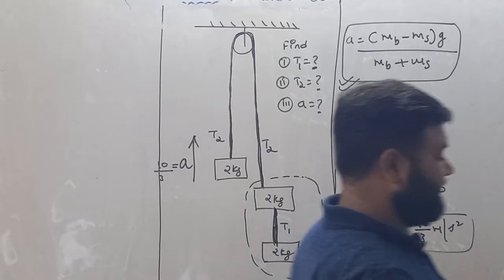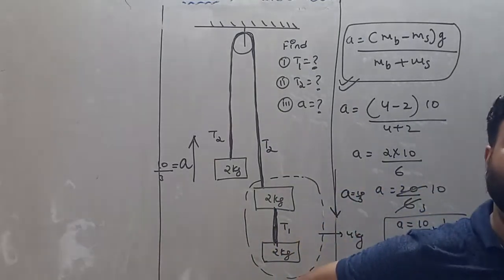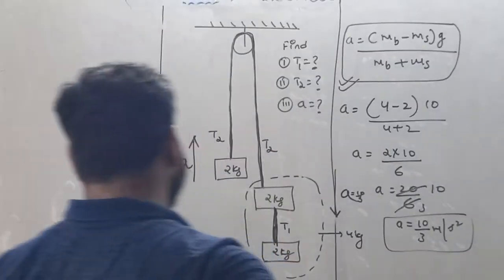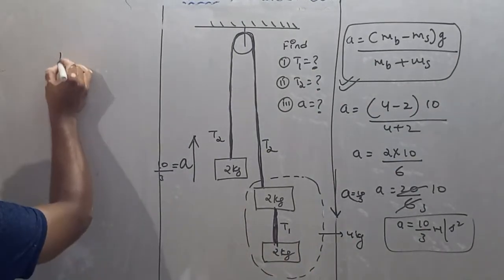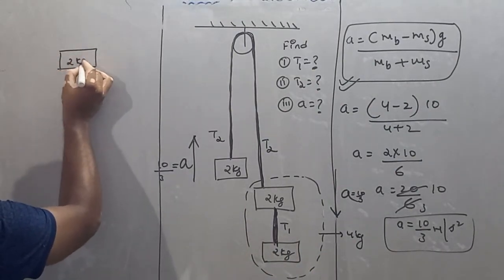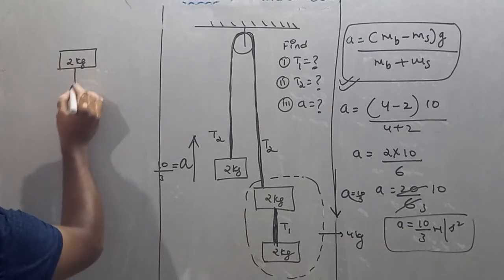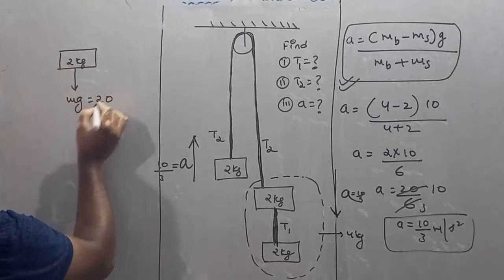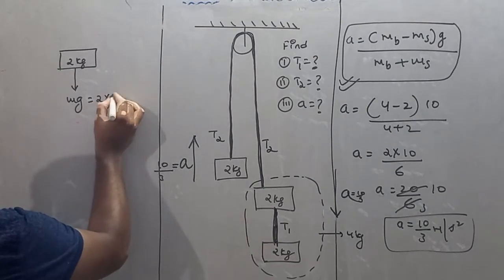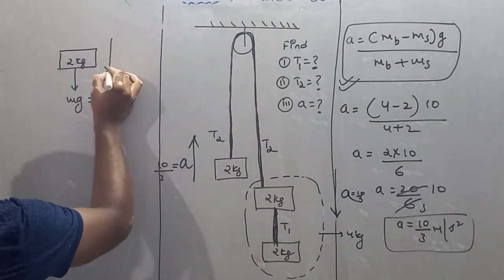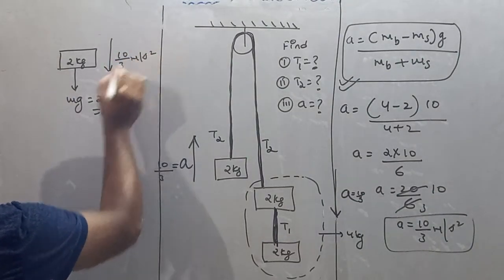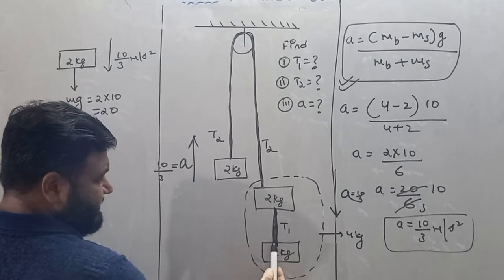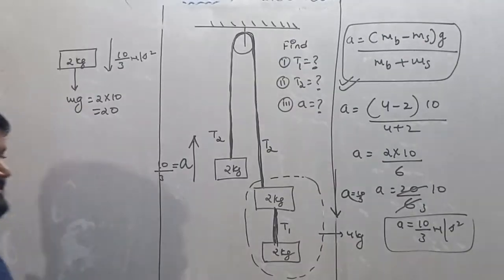Now see, my dear student, if you wish to find the value of tension, then you have to go with a free body diagram. So let's make the free body diagram of this 2 kg block. So this is your 2 kg block and its mass is 2 kg, so its weight must be mg, that is 20, because the value of g is 10. Its acceleration is downward and it is 10 by 3 meter per second square. Now see, this 2 kg mass is connected with a string in which tension T1 is present.